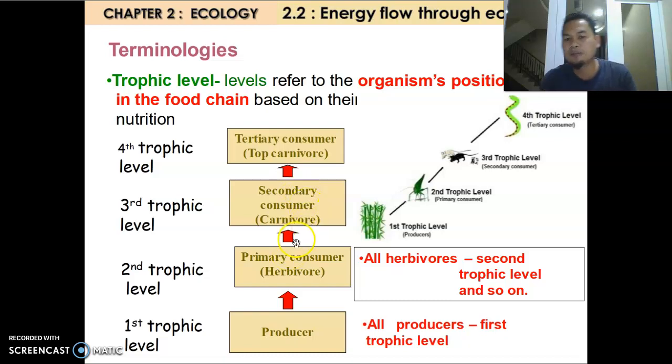But some of the energy will be lost to the environment. The secondary consumer is fed on by the tertiary consumer. The tertiary consumer receives a small amount of energy from the secondary consumer. Some of the energy is lost to the environment. The tertiary consumer indicates the fourth trophic level. So trophic level is an organism's position in the food chain based on their energy in the nutrition.